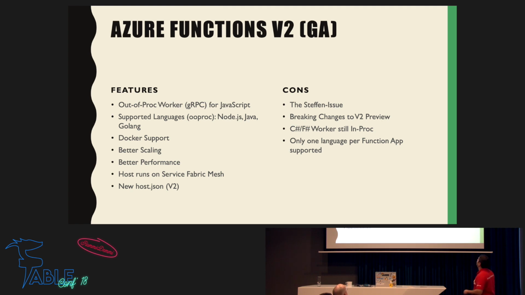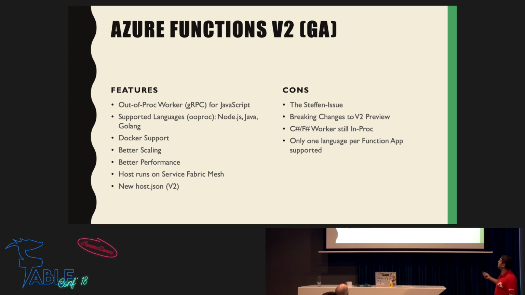Another thing that came in is, before in V1 we could mix languages within one function app. Now we have to select the language for one function app. So if you want mixed languages, you have to go with multiple function apps, which is fine because it doesn't cost anything to have a function app, I think.